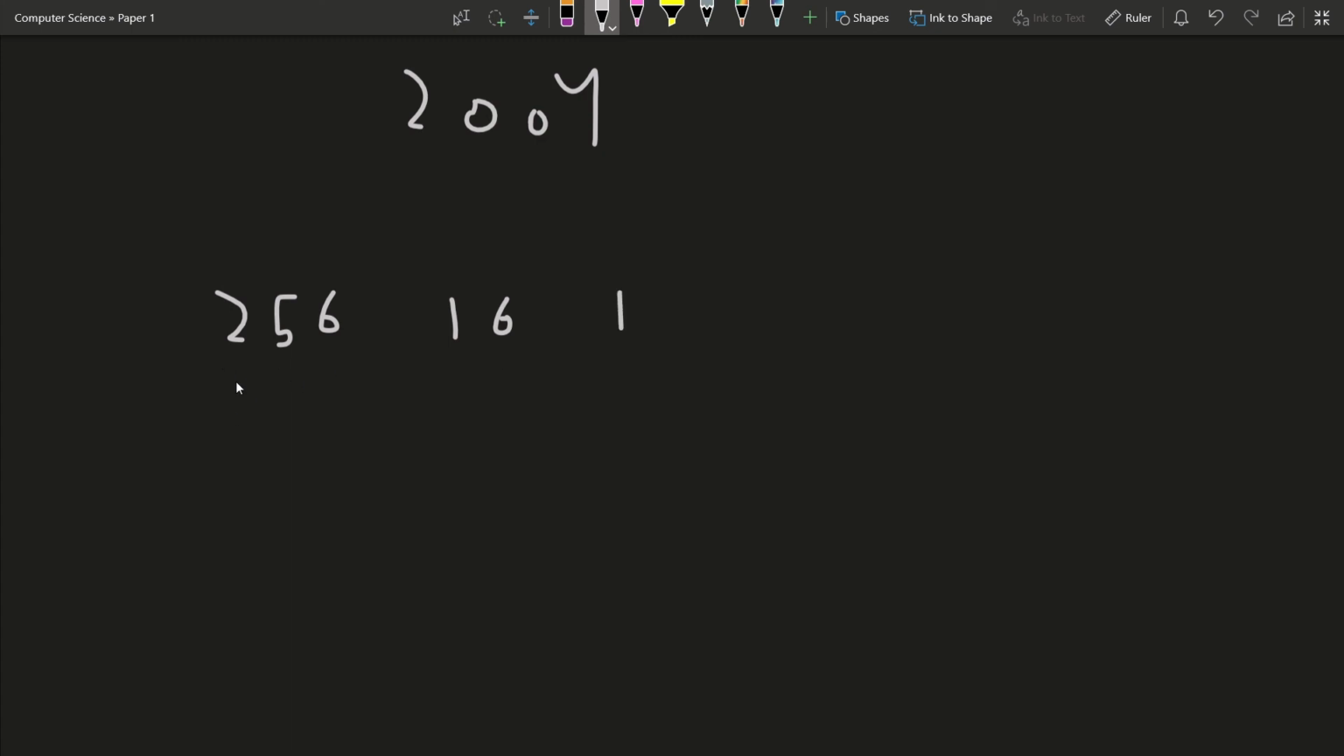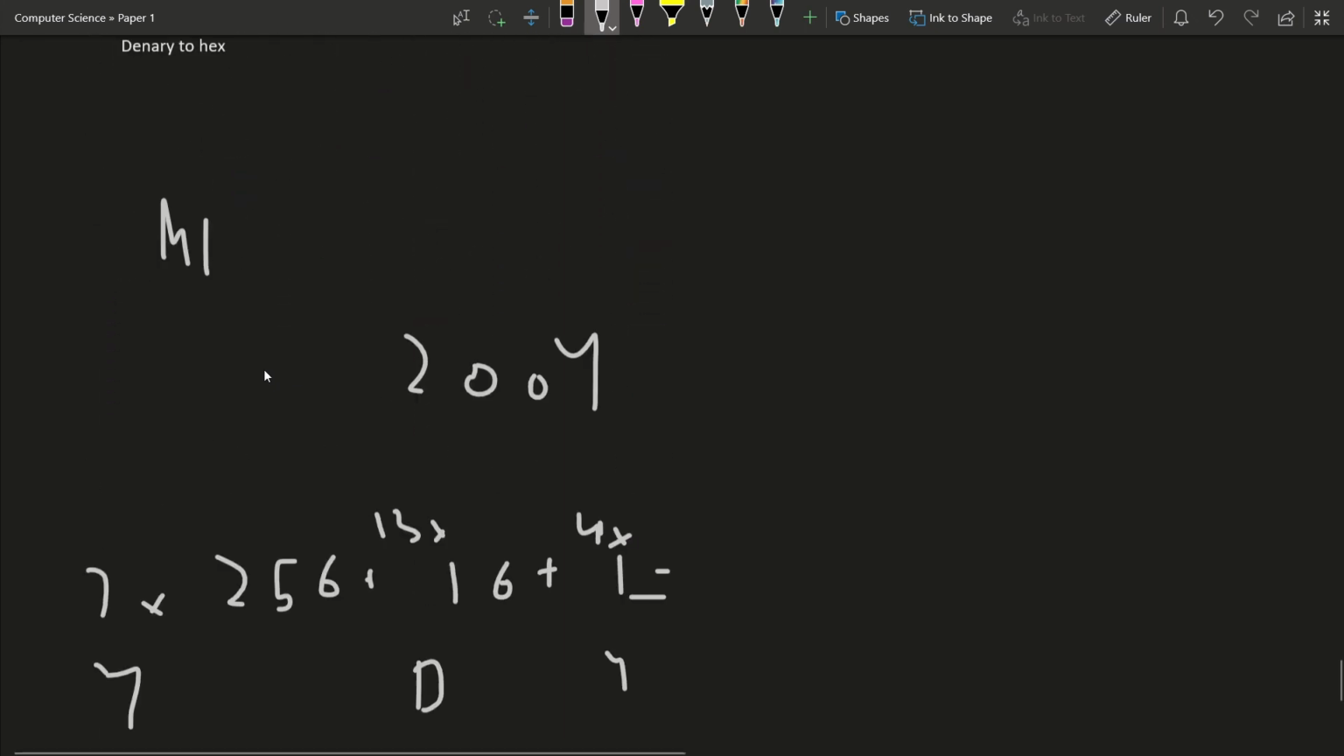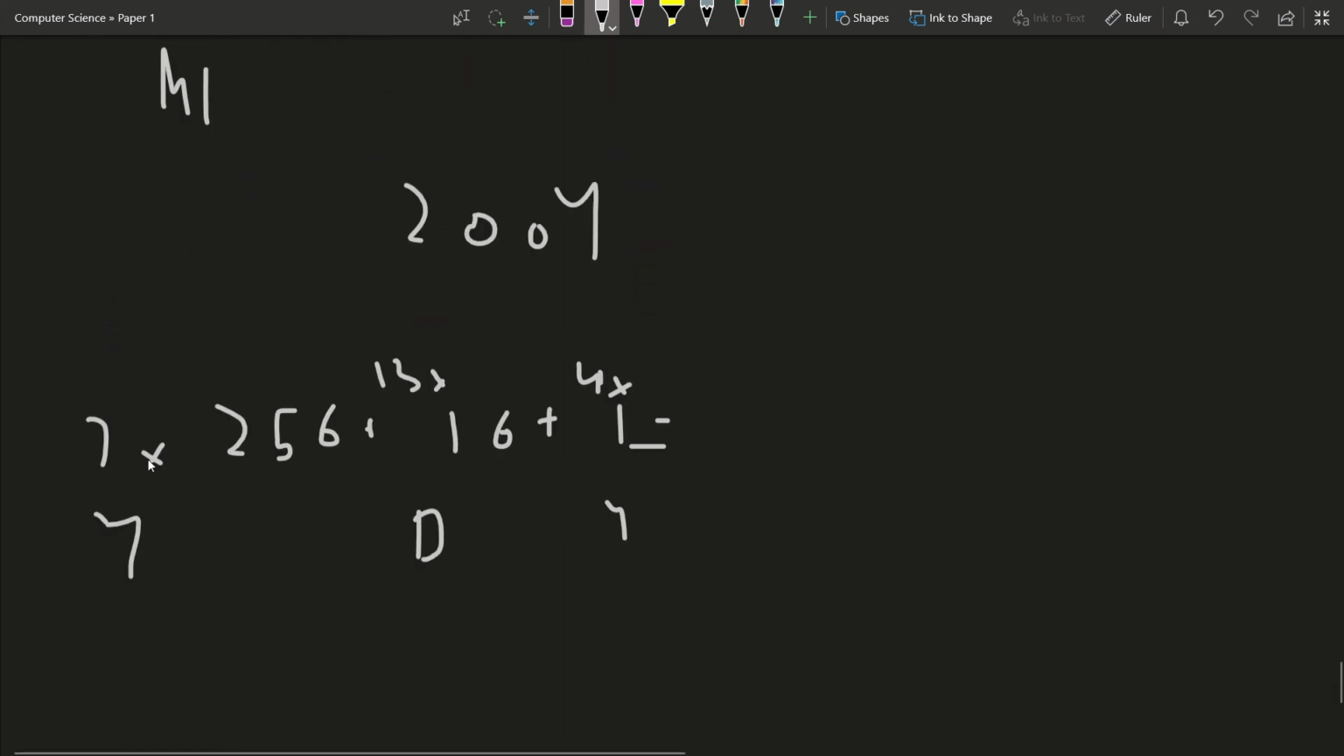You don't really know what digits to multiply with, but I have it with me. So 7 into 256 plus 13 into 16 plus 4 into 1, which gives me 2004. So you would read this as 7 is 7, and then 13 is D, 4 is 4. So that would be your answer. But this method is a bit hard because you don't really know what to multiply with.